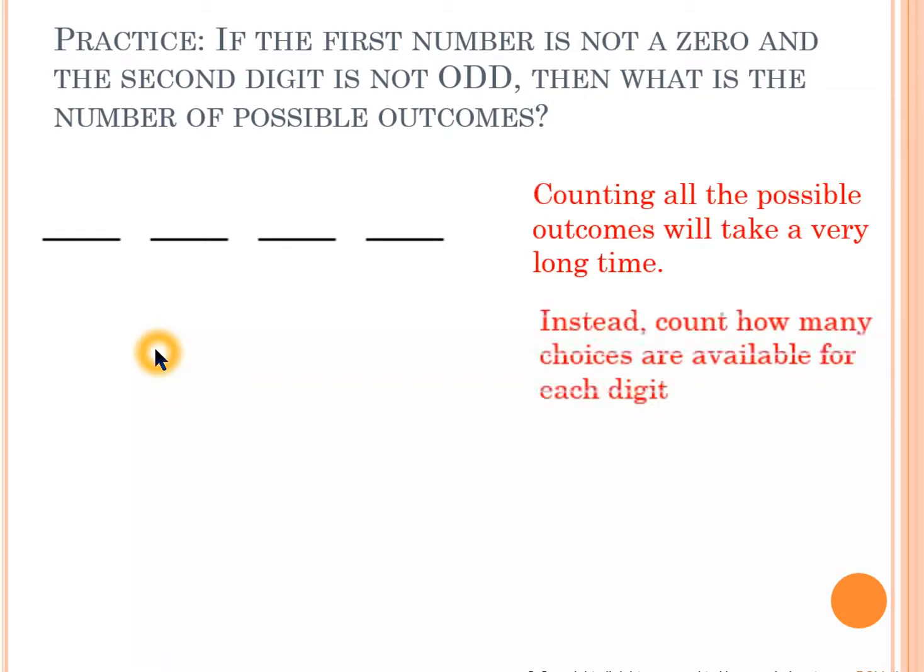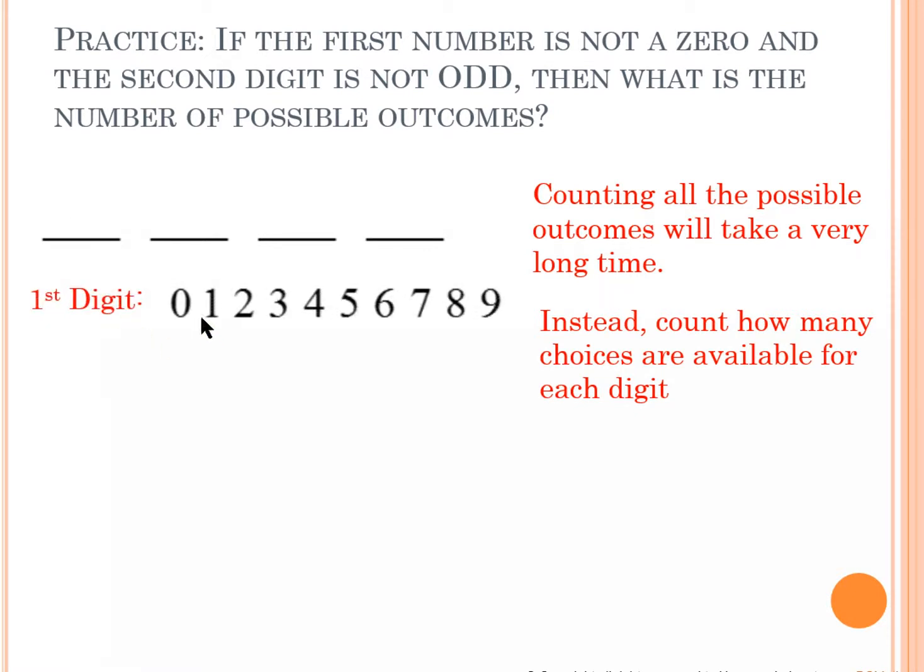All right, so let's take a look at the fundamental counting principle one more time. If we look at this first digit, usually we will have 10 choices for the first digit if we're dealing with strictly numbers here. But the first number is not 0. So for the first digit, we can't have a 0 there. So how many choices are available for the first slot? We have 1, 2, 3, 4, 5, 6, 7, 8, 9. So we have 9 choices for the first digit.